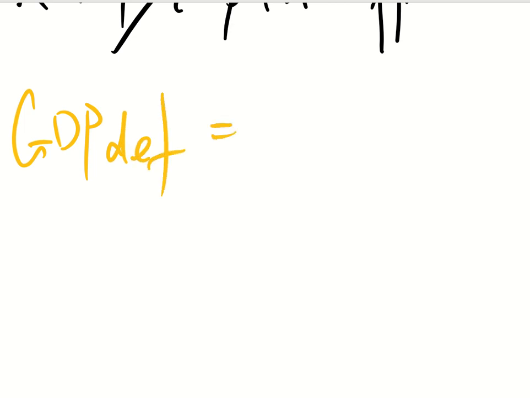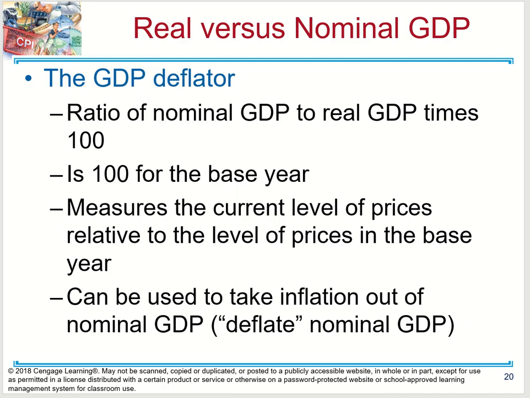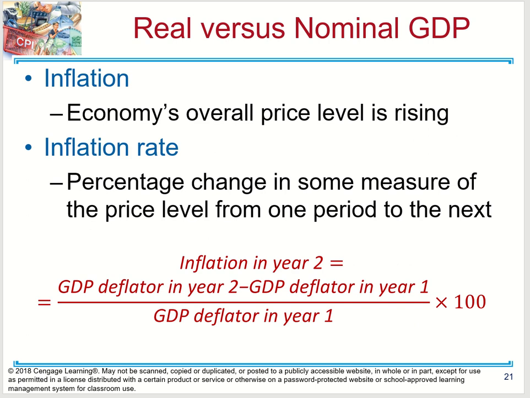So GDP deflator equals your nominal GDP divided by real GDP times 100. That is your GDP deflator. Okay, so nominal GDP divided by real GDP times 100. That's your GDP deflator. And then next, for inflation, so this is the formula for inflation.